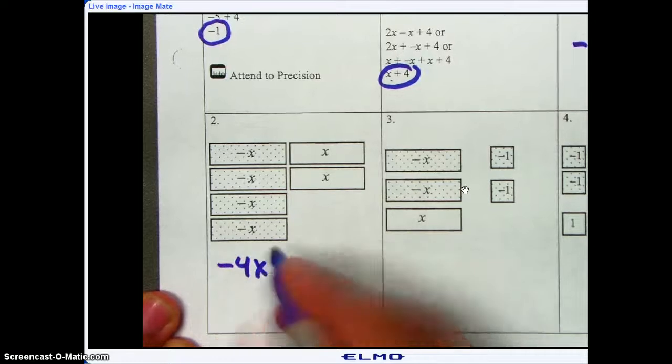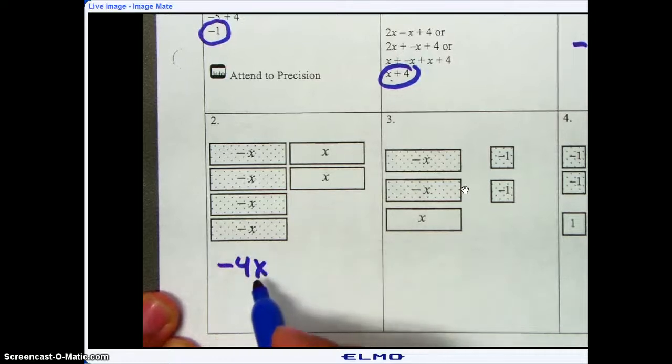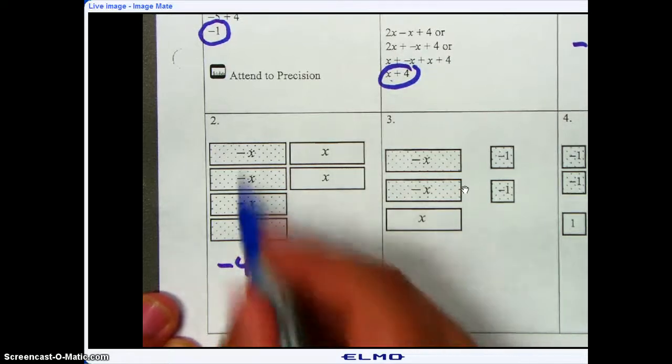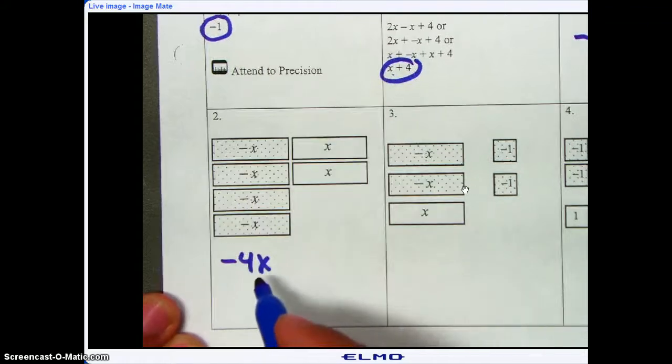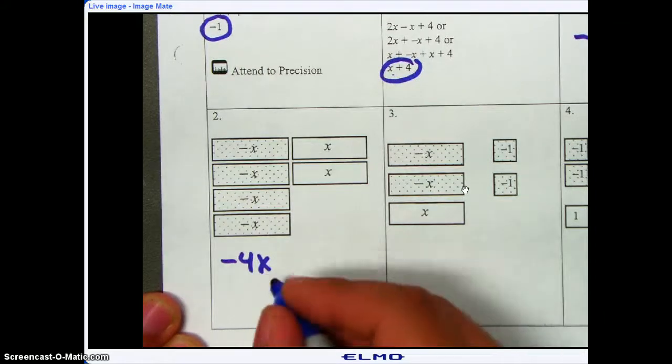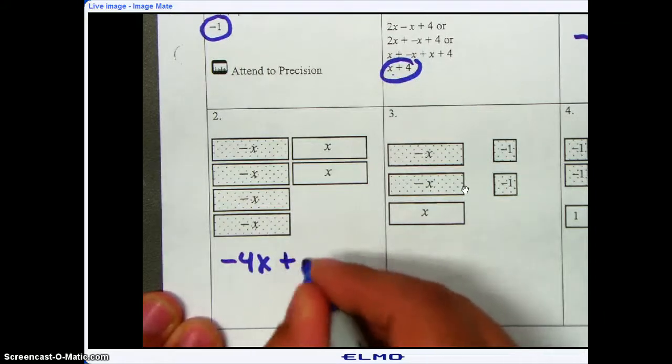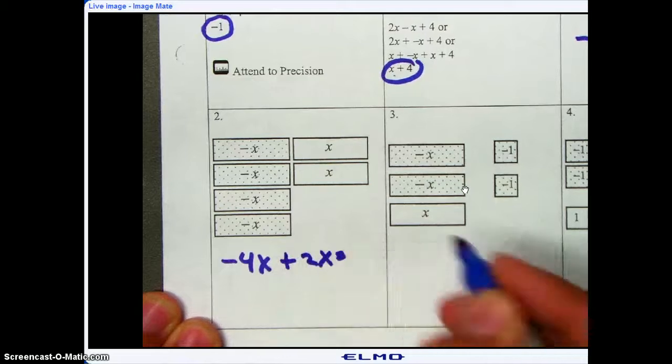So we have 4 negative x's. Negative 4x. What that means is if you say 4 times that, you'll get that. So negative 4 times, that would be negative 4x. Does that make sense? Yes. All right. How many positive x's? 2. So plus 2 positive x's.